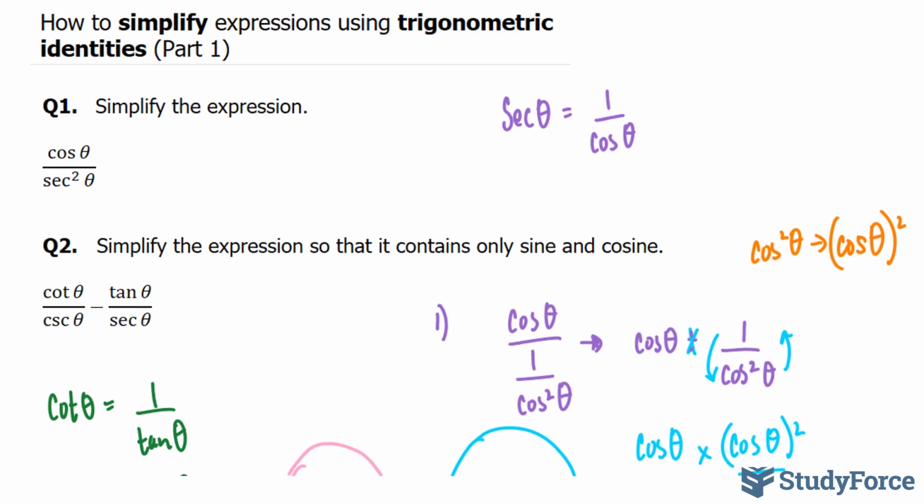So there you have it. That is how to simplify expressions using trigonometric identities.